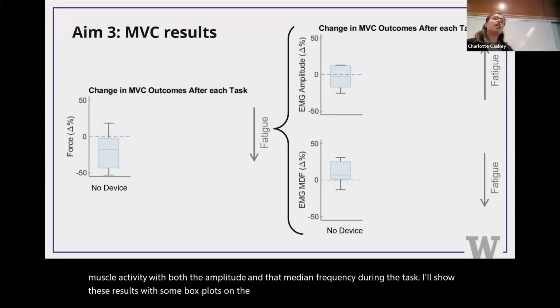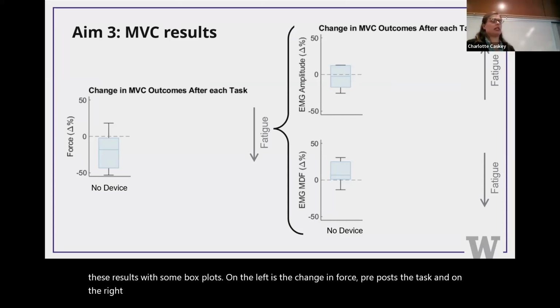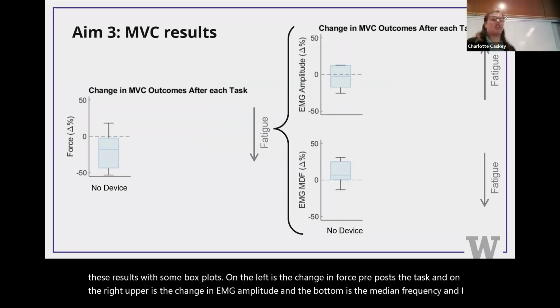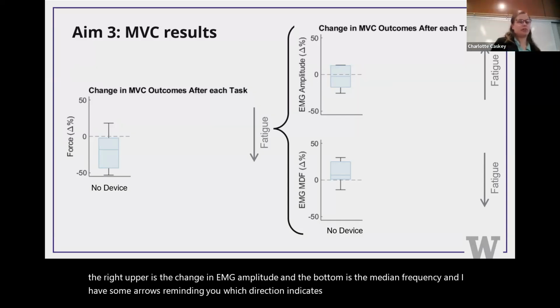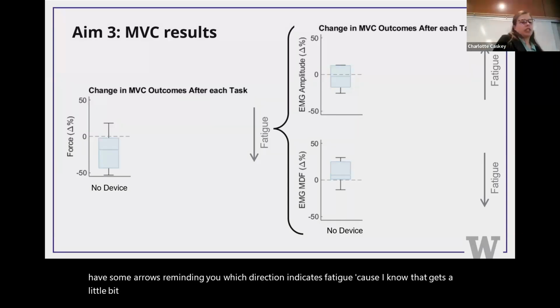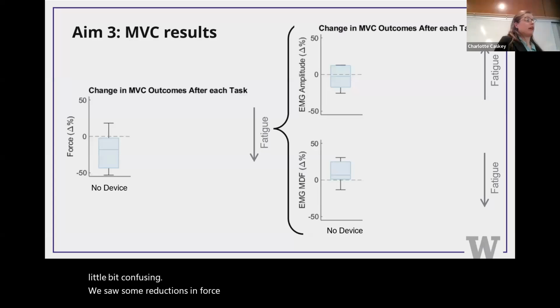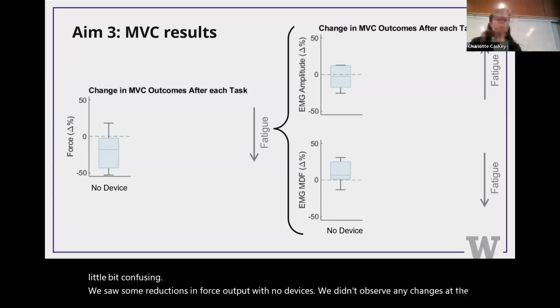On the left is the change in force pre-post the task, and on the right, the upper is the change in EMG amplitude, and the bottom is the median frequency. And I have some arrows reminding you which direction indicates fatigue, because I know that gets a little bit confusing. We saw some reductions in force output with no devices. We didn't observe any changes in the EMG.